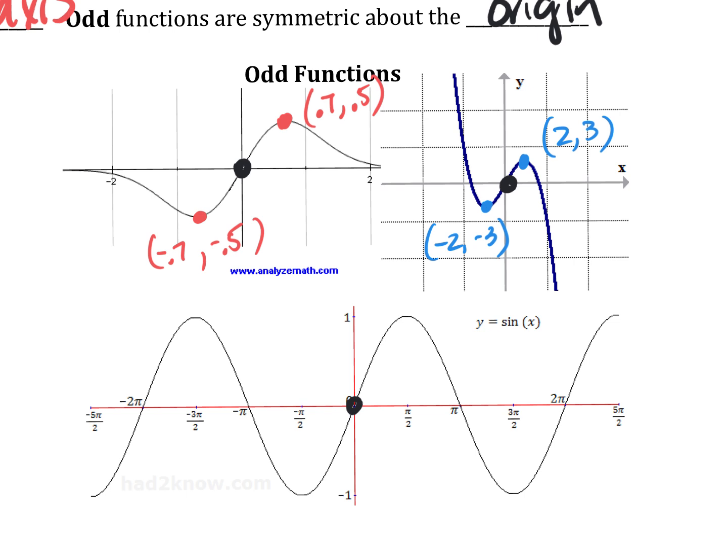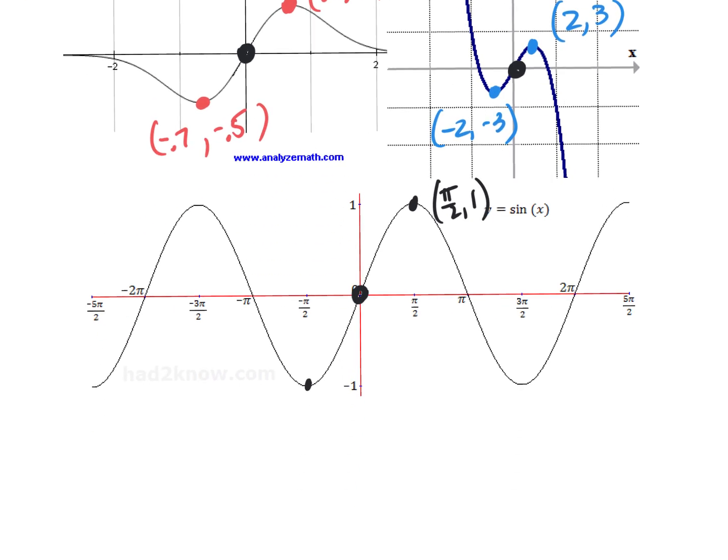Then this is a cute little graph of y equals sine of x. If we go down here, this one I'm actually going to use this point. This is (pi over 2, 1). That's (pi over 2, 1). What's its reflected point going to be?